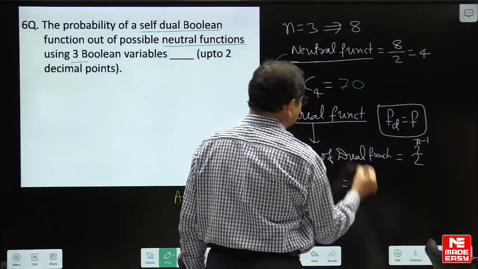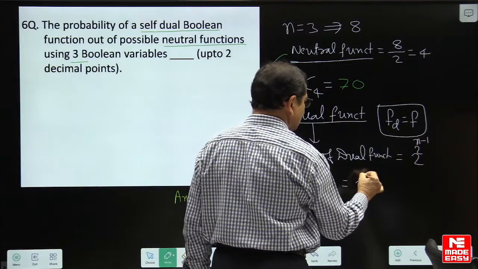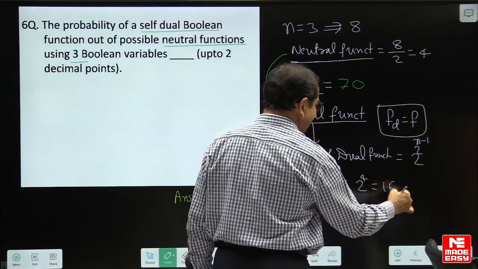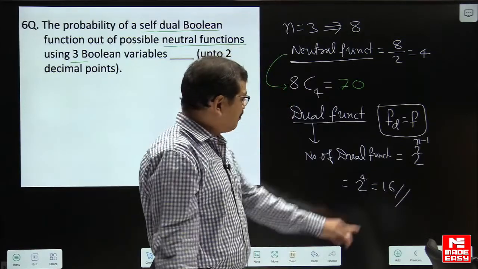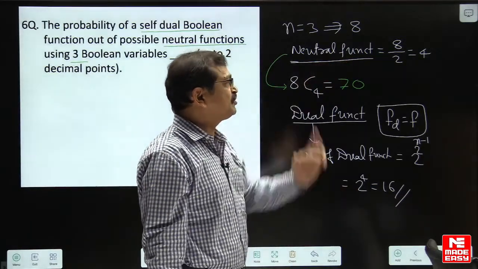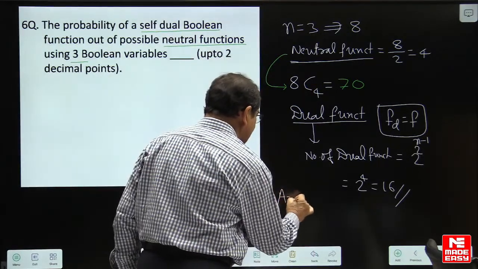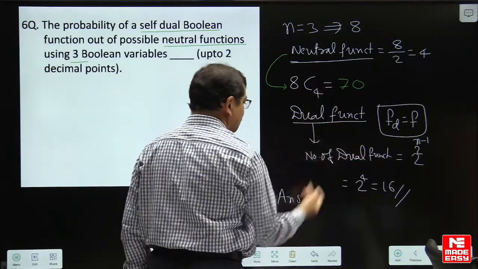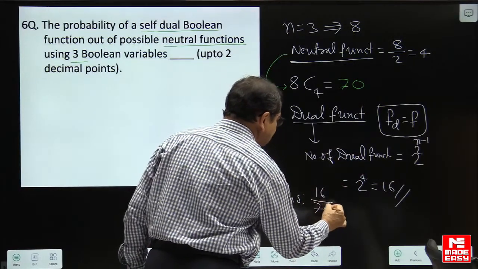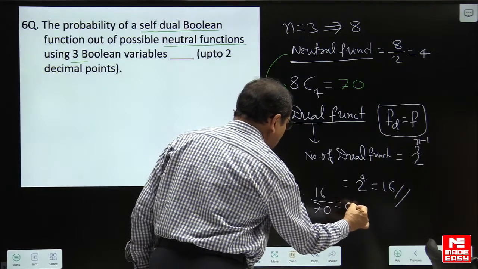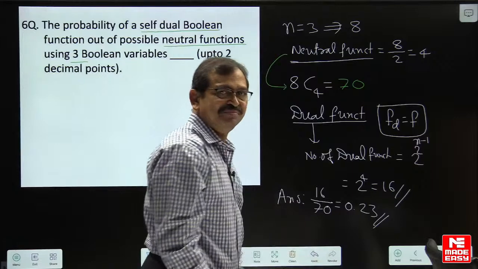So for this 3 variable case, effectively we are looking at 2 to the power of 2, that is 2 to the power of 4, 16. So by using 3 Boolean variables, the maximum number of real functions possible is 16, and the maximum number of neutral functions possible is 70. The answer we want is a probability: how many functions out of 70 are the real functions. So that's 16 by 70. If you work it out up to 2 decimal points, the answer is 0.23.